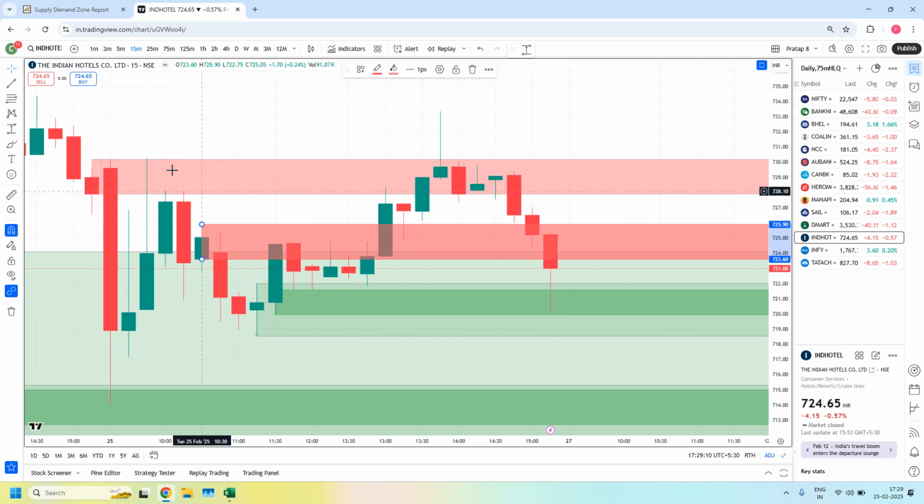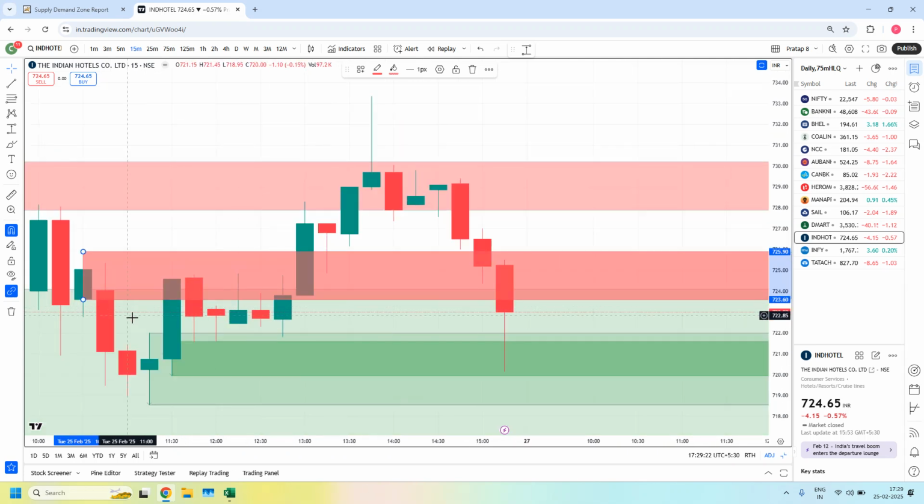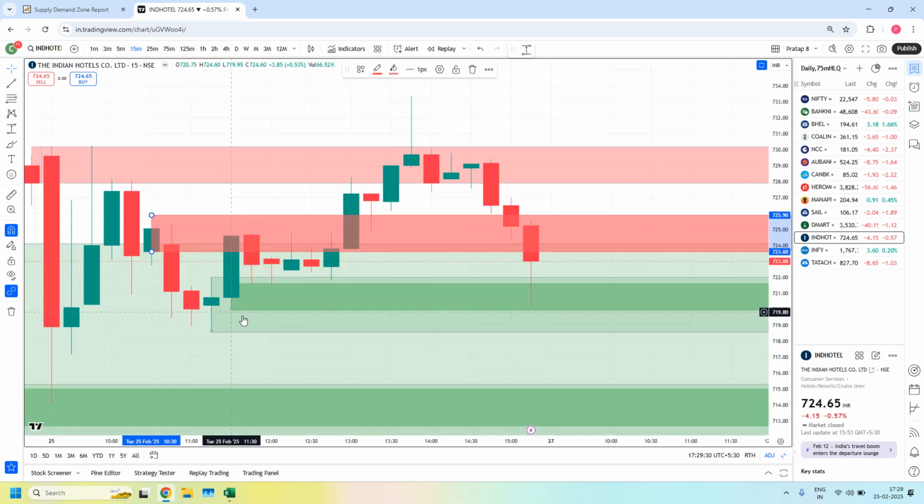And moreover, this 15-minute zone was already tested earlier. It might have consumed some supply. This time it consumed the entire supply and finally this 15-minute zone is violated. But when you are planning your trade, what is your target? This drop, base, drop is your target. This is your entry. In between, do we have any RR? You don't have any RR. That's why you cannot take a trade from this zone.